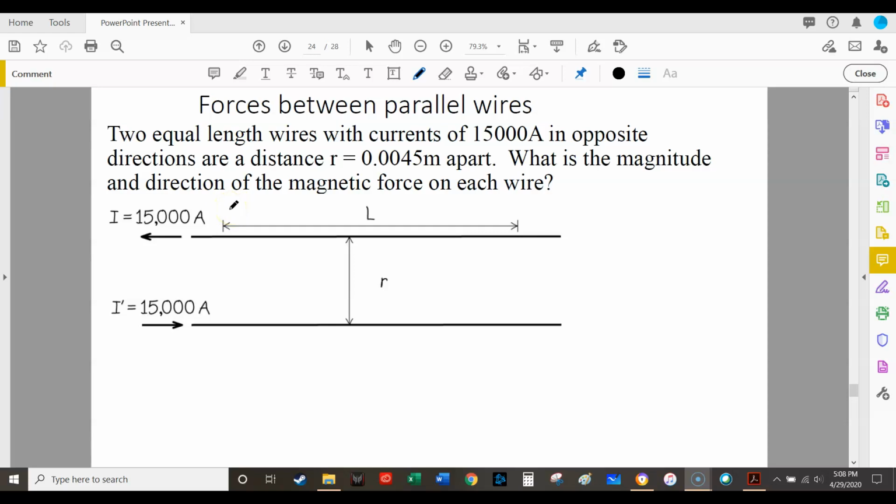They didn't give us the length of the wire. Can't figure this out without that length. This is a problem I made up, so I'm going to say this length is 0.2 meters, or 20 centimeters. Okay? So here we go.